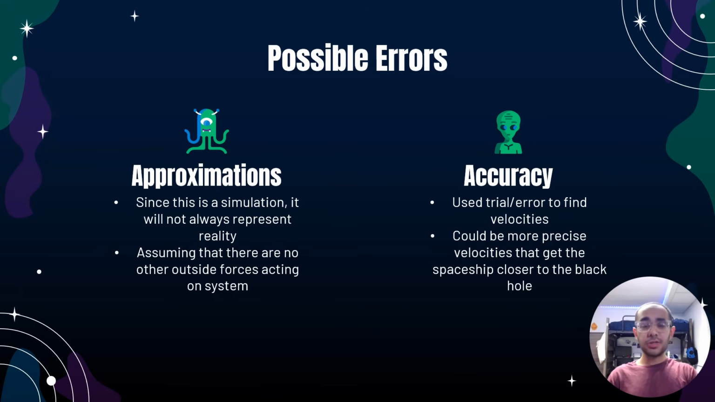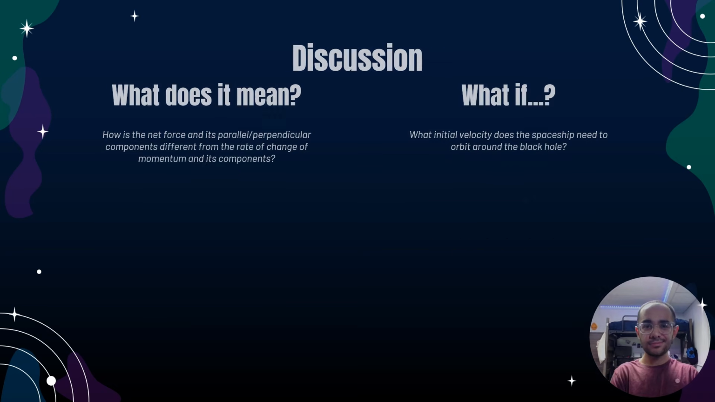What are some errors or limitations in this lab? Well, first up, we use a lot of approximations. Since this is just a simulation, it won't really represent reality, since there's so many other external forces or factors that could affect our system. And next up, we have accuracy. Since we use trial and error, that's not that accurate. There could be way more precise velocities that could get the spaceship even closer to the black hole.